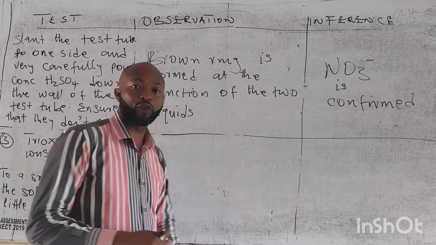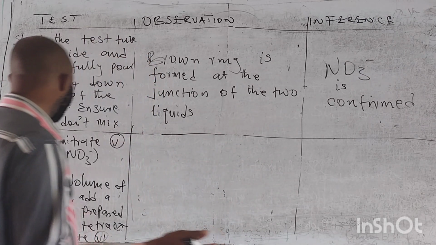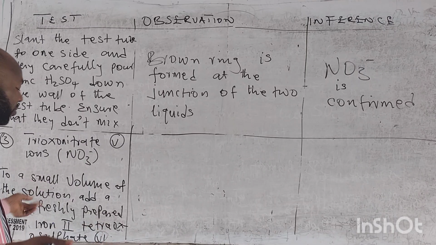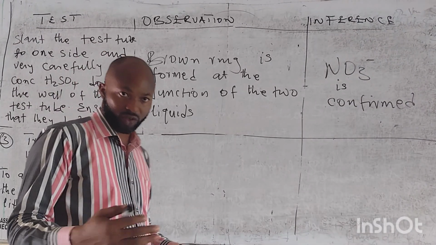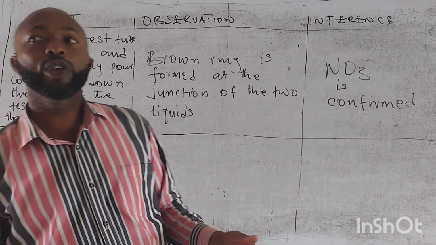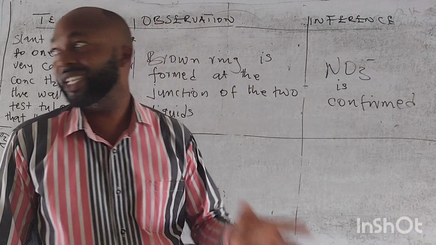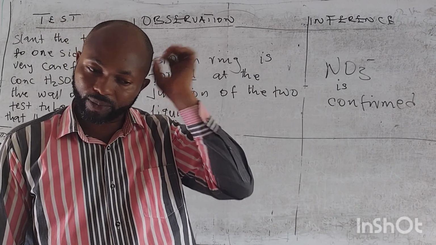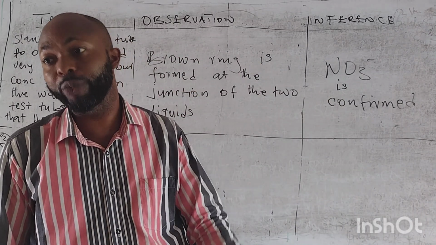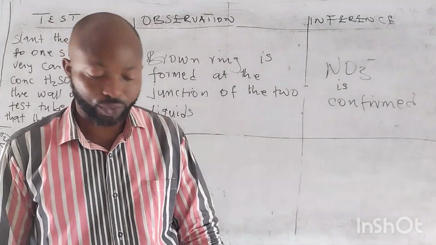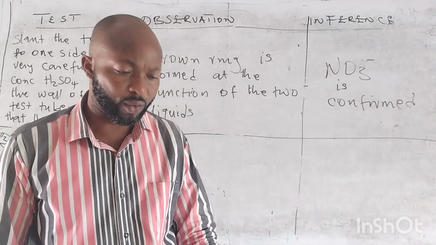So NO3 is confirmed. Wherever you see that, they say to a small volume, add freshly prepared iron(II) tetraoxosulfate(VI). Now, why do we use freshly prepared? Because when you prepare your iron(II) tetraoxosulfate(VI) and keep it, it will be oxidized to iron(III). So it has to be prepared immediately and used.